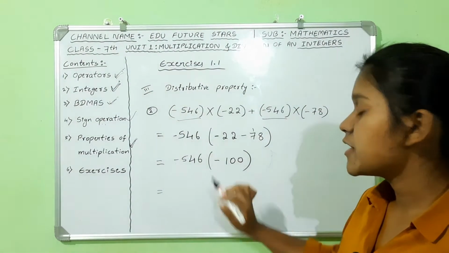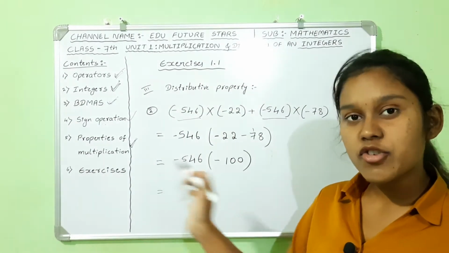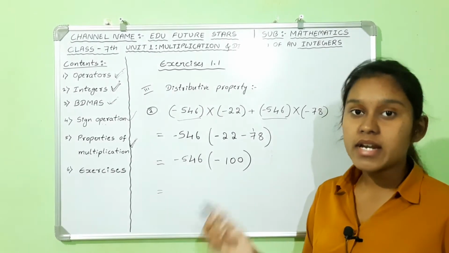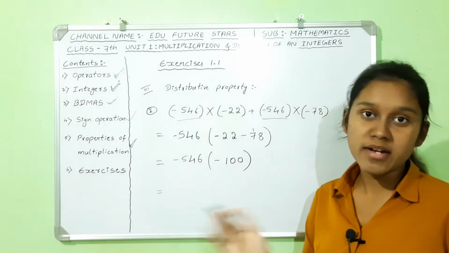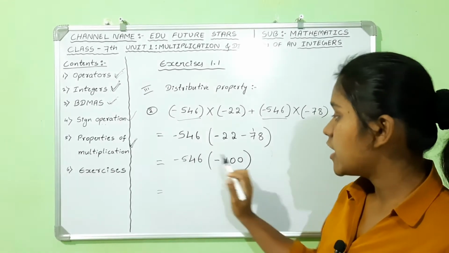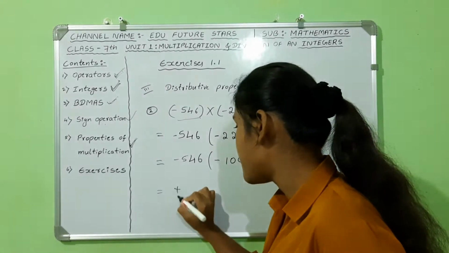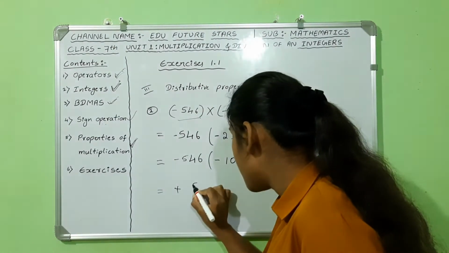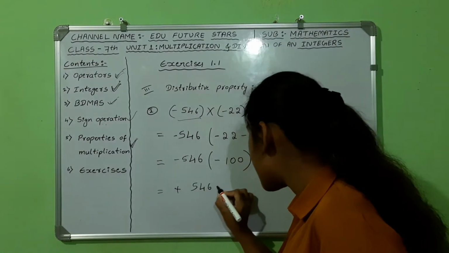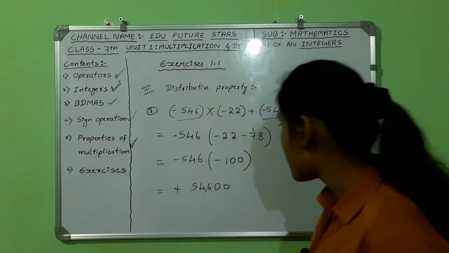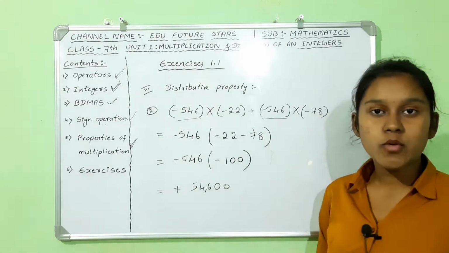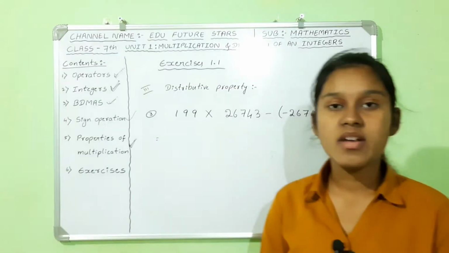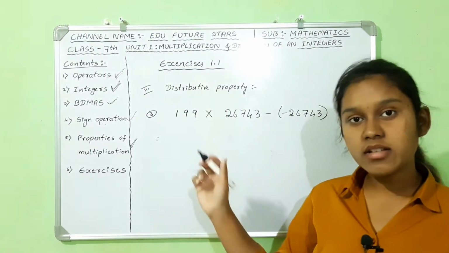Now let's multiply. See here, minus into minus, this is actual multiplication, right? In the multiplication case, no need to take the greatest number's sign. Here the signs will multiply, that's it. Negative into negative becomes what? Positive. 546 into 100 becomes 54,600. This is the answer. Okay friends, now let's see the third question.